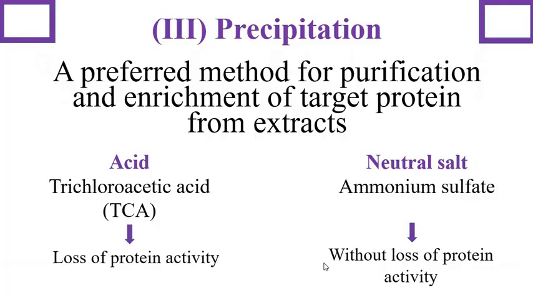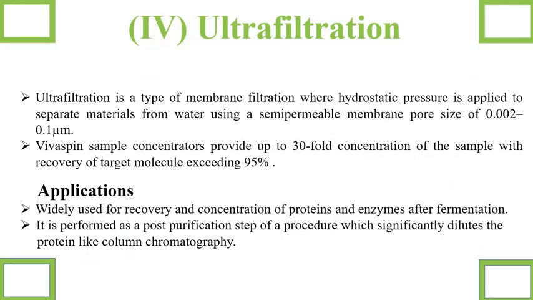chromatofocusing. Third method which can be used for concentration of the protein sample is precipitation, which is a preferred method for purification and enrichment of target protein from extracts. This method can be performed using an acid like trichloroacetic acid, but it may lead to loss of protein activity. Or it may also be performed using a neutral salt like ammonium sulfate, which does not result in loss of protein activity.